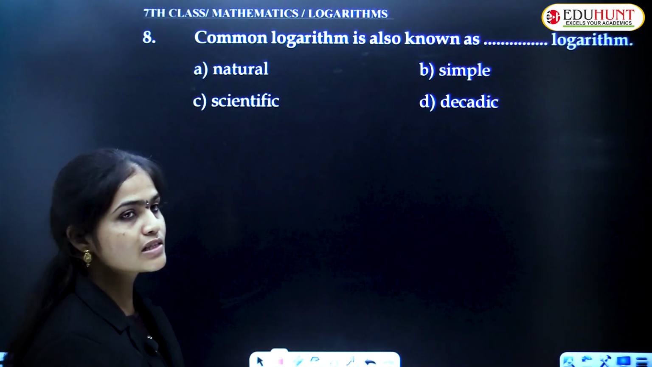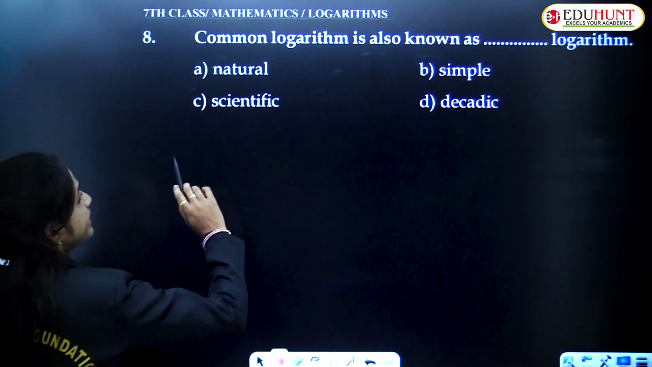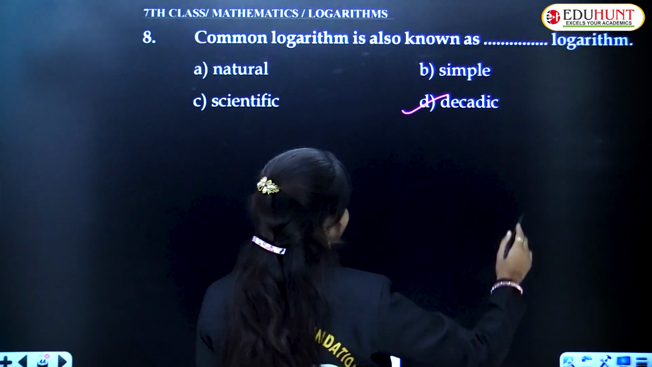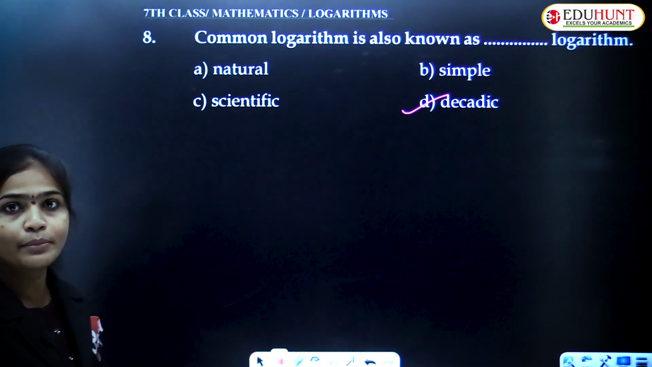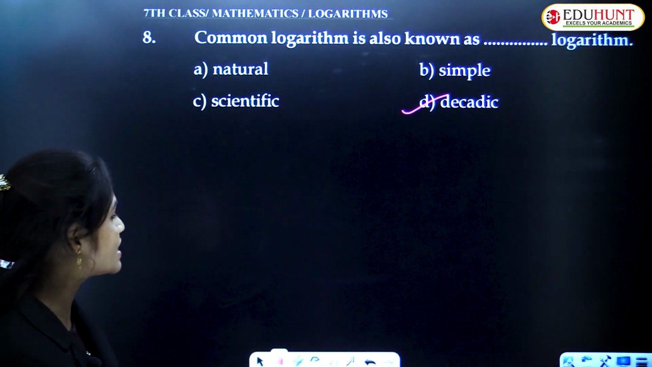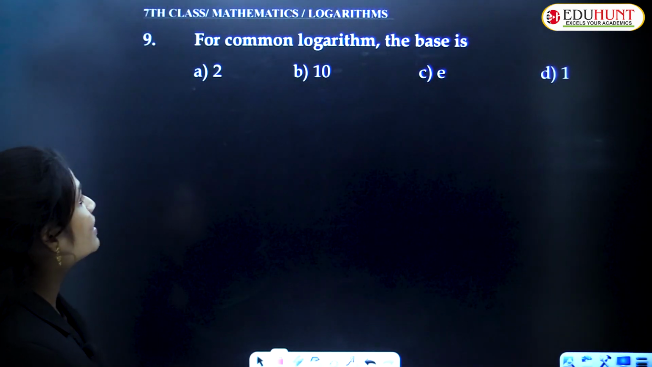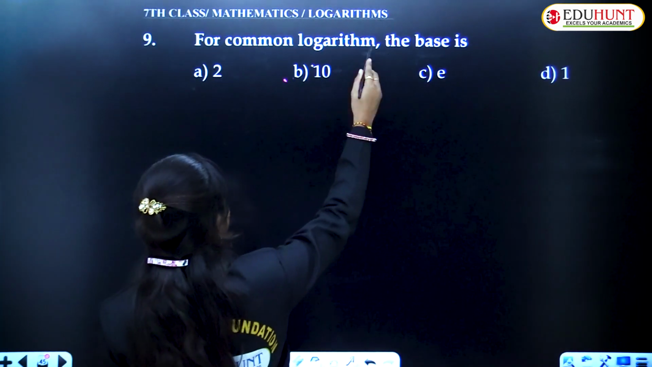Common logarithm is also known as, what is another name of common logarithm? Yes, that is Briggs logarithm. The name is not in the options, and already I told you, decadic. Decade or decadic logarithm. Why? Because here the base is 10, so that's why. Next one. For common logarithms, what is the base? Yes, the base is 10.